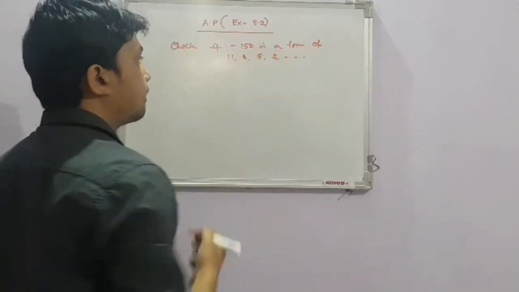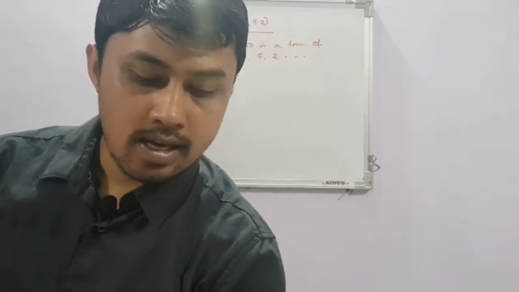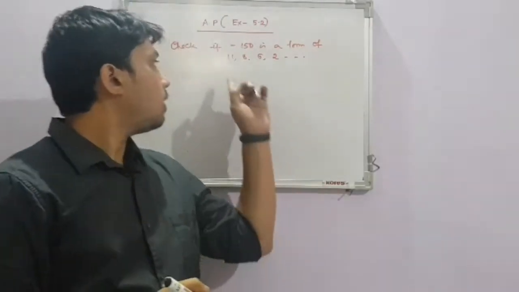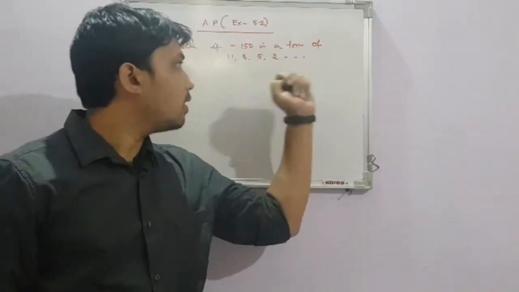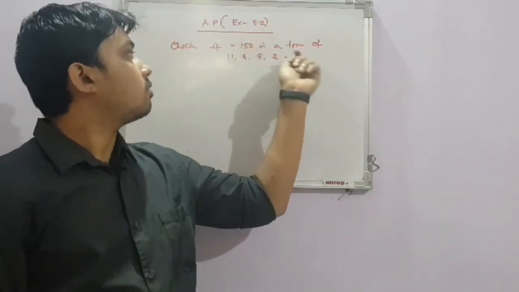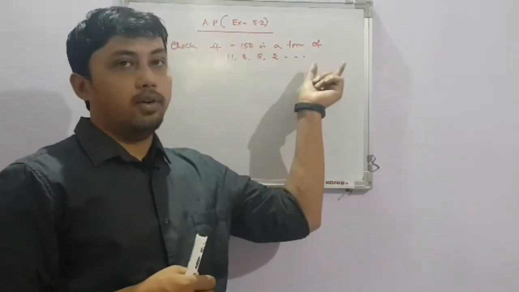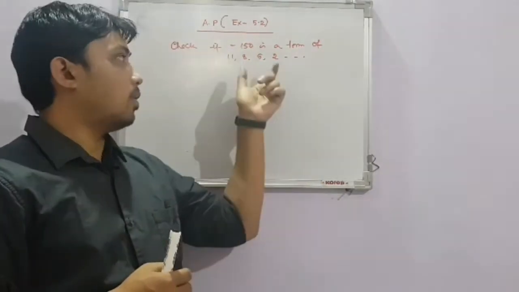Okay, so the logic is you're being given an AP 11, 8, 5, 2. If you continue like this, they're asking whether at one particular moment you will get minus 150 or not. That means, will minus 150 be a term of it or not?